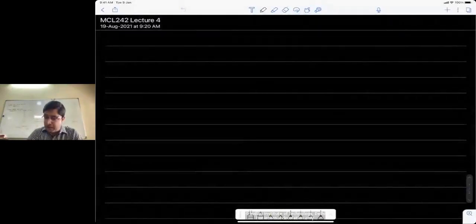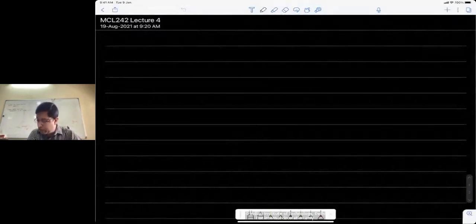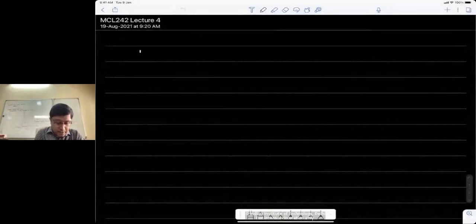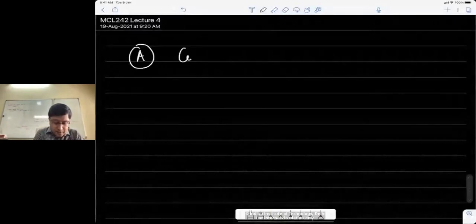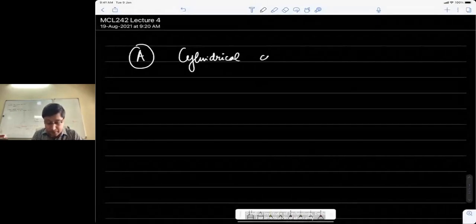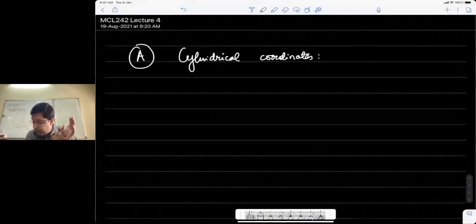Good morning. So let's begin from where we left last time. We were looking at the heat diffusion equation, and we had derived the heat diffusion equation in the Cartesian coordinate system. So I want to look at two other coordinate systems today. One is the cylindrical coordinates, and then we look at the form of the heat diffusion equation in spherical coordinates as well.